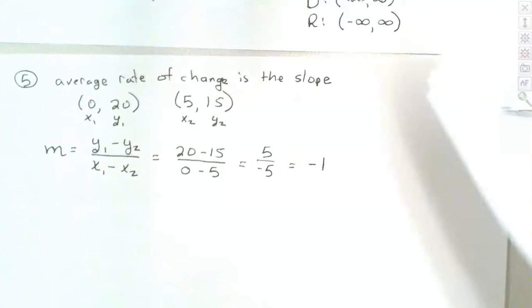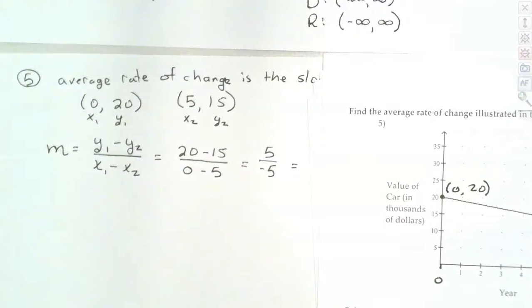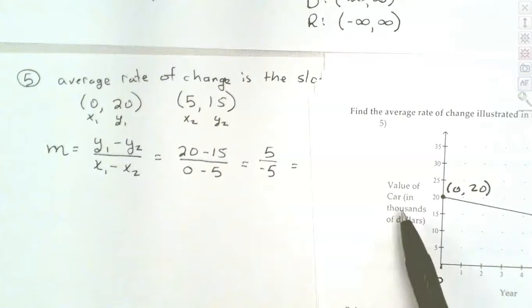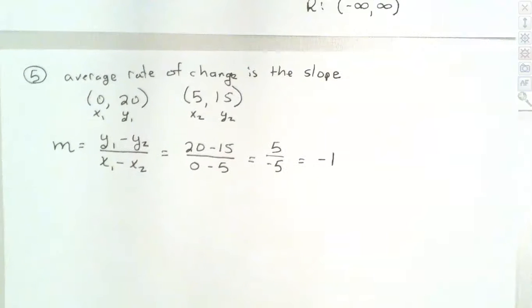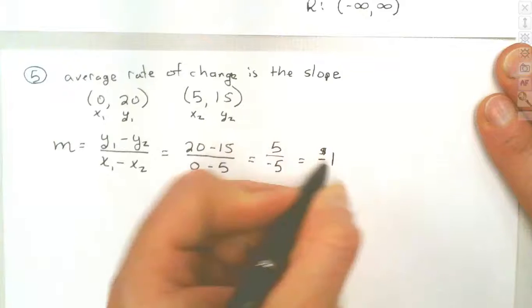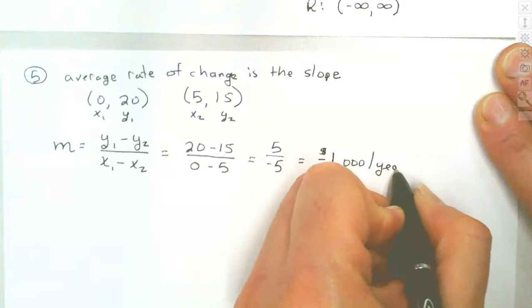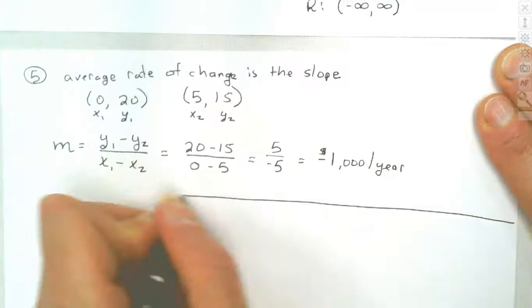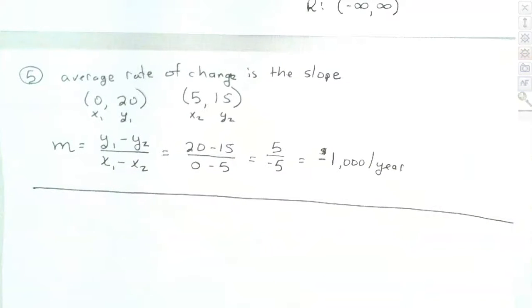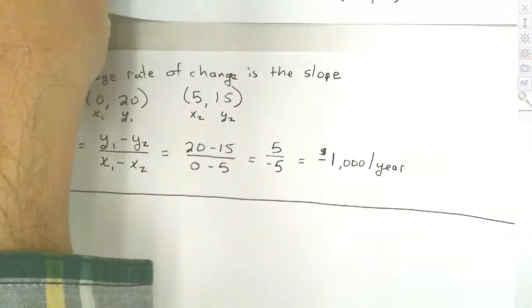When we look at our picture here, this is the value of the car in thousands of dollars. So we didn't lose 1, we lost $1,000 per year. So every year, that car is losing $1,000.